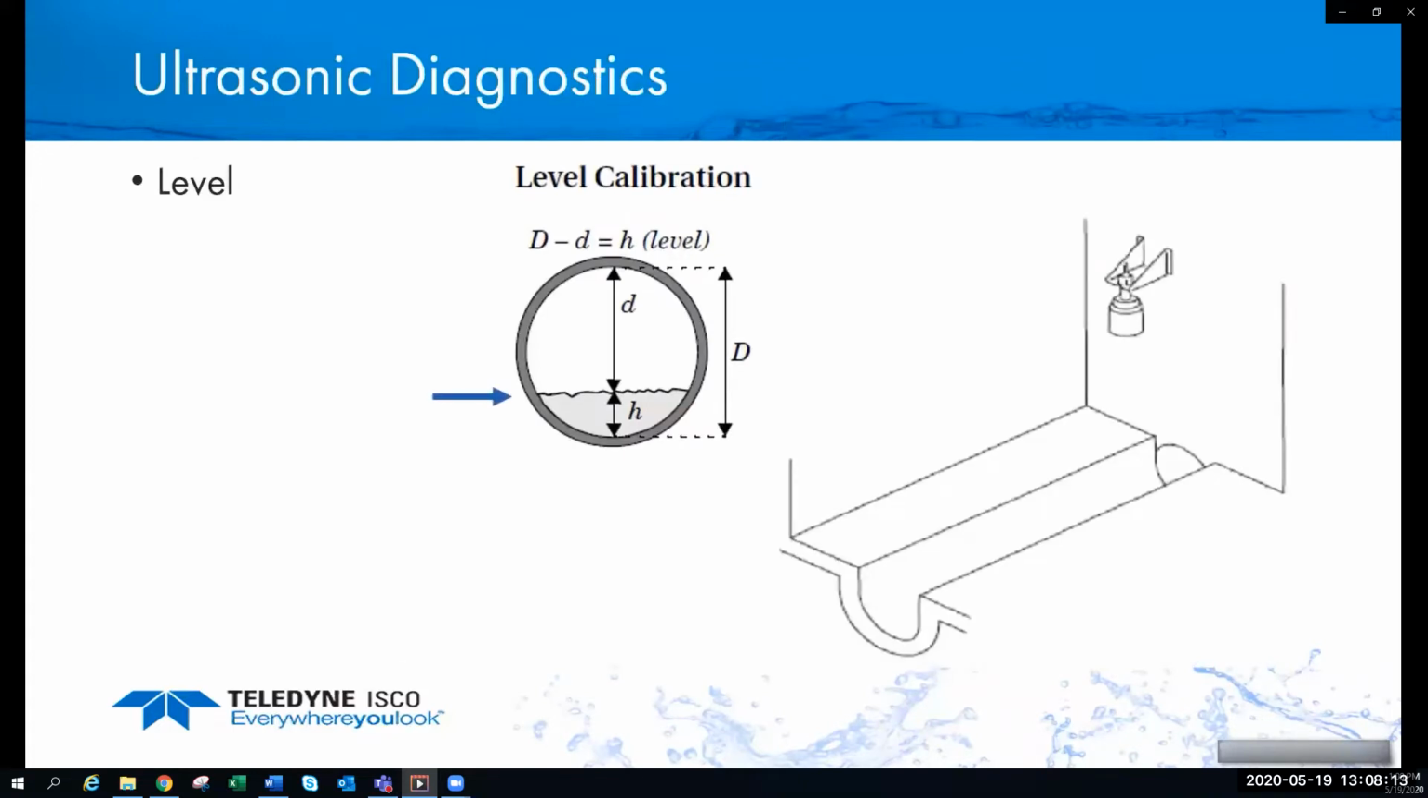Now, some things about the ultrasonic diagnostics. We need to calculate level, and a couple things we need to look at is the distance. So depending on the transducer you have, sometimes you have to enter in what the distance is from the bottom of the transducer to the bottom of the channel to get your overall distance. And then the transducer will look at and record the distance from the transducer to the water surface. And then we can take that overall distance, subtract the distance to the water, and that will give us our head height or the level reading.